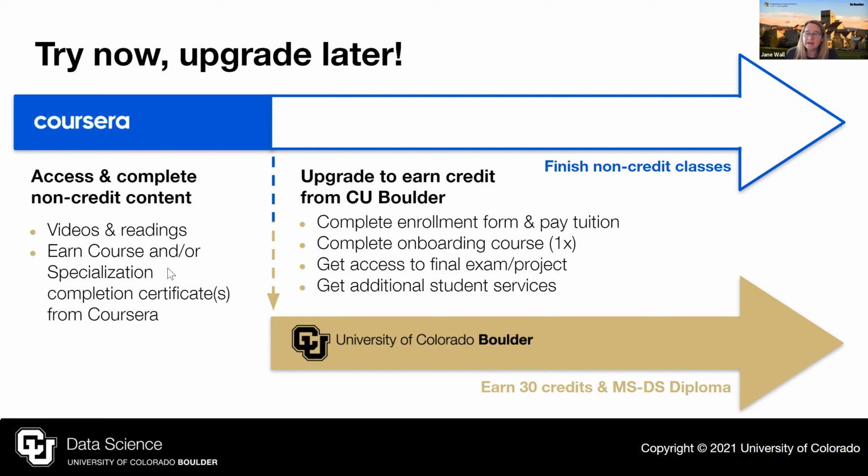The onboarding course does not affect your GPA and is not listed on your transcript, but this course covers program details, how to use the Coursera platform, and University of Colorado at Boulder policies. After you complete the onboarding course, you'll get access to the final exam or project. Complete that to earn a grade for the course. Students in 4-credit courses also get access to additional student services, including a CU email address, online libraries, and career services.